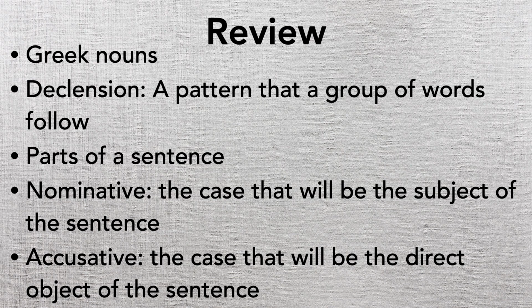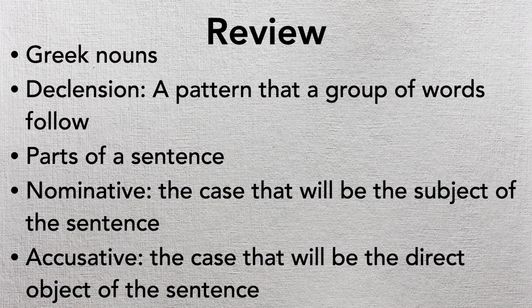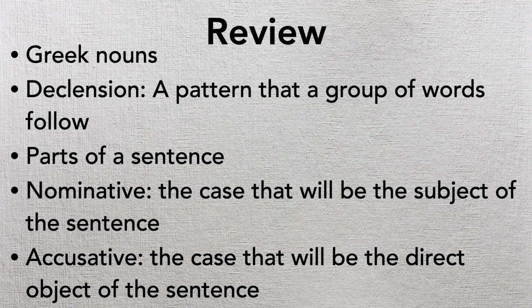Now, let's do a quick review. We started by talking about Greek nouns. We're learning that system of how Greek formulates nouns, how it uses cases to tell us the function of the sentence. We talked about declensions, which, remember, a declension is just a pattern that a group of words follow. It's a big, scary grammatical word, but it's really just a pattern, okay? We talked about the parts of a sentence. We talked about a subject and a verb and a direct object and what each of those do.